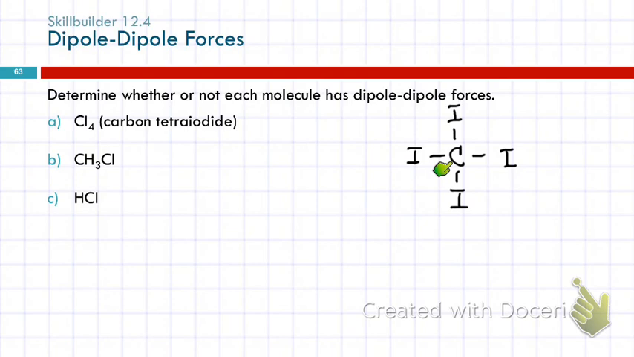Looking at the central atom, are there any lone pairs? No. And even without adding the rest of the electrons, could there be any lone pairs on carbon? No, because it already has an octet and it can't have any more. So no lone pairs. Are all of these atoms the same? Yes. So both of the conditions are true. This is a nonpolar molecule.